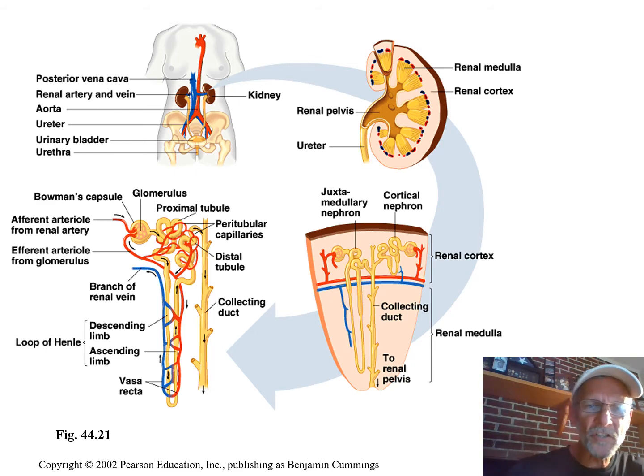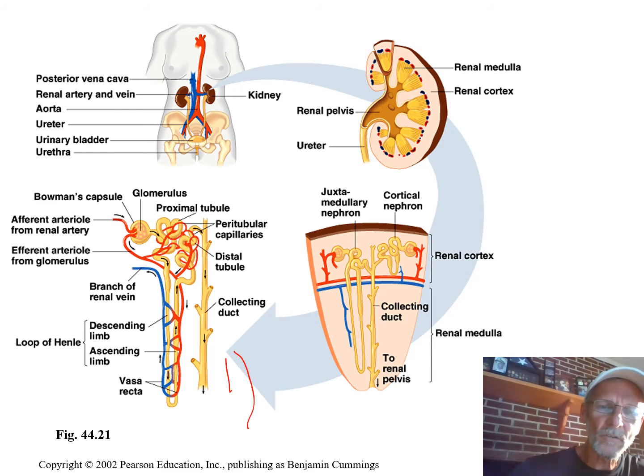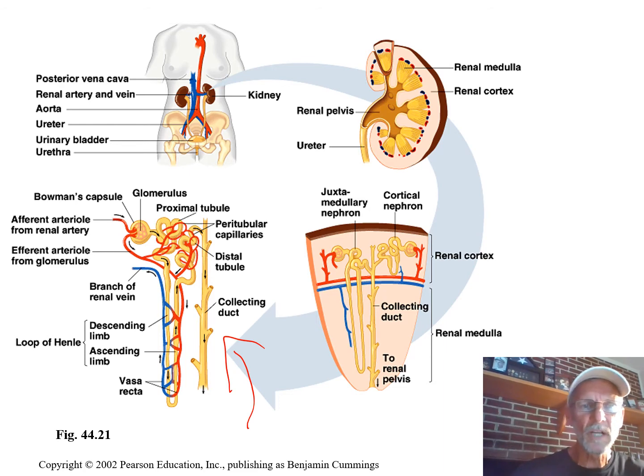So here you see, if we look at this one, we get the best picture of this. Here is where the blood's coming in, a little arteriole. It's then branching into a bunch of capillaries, right?